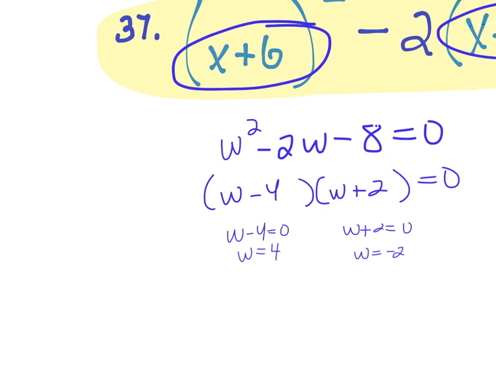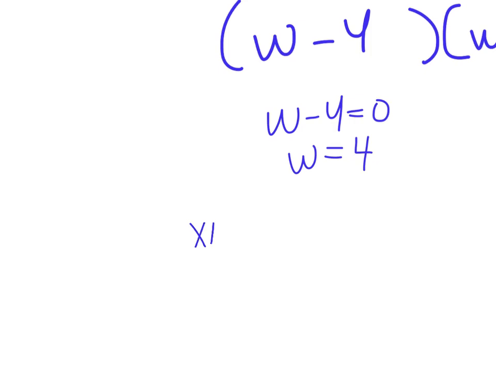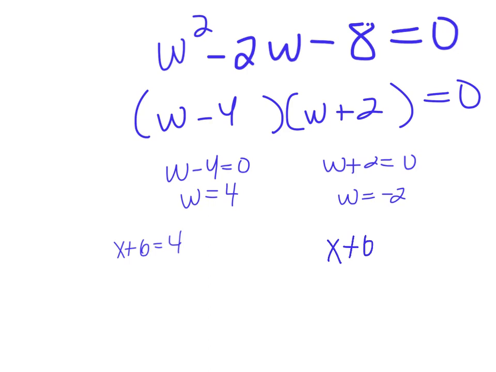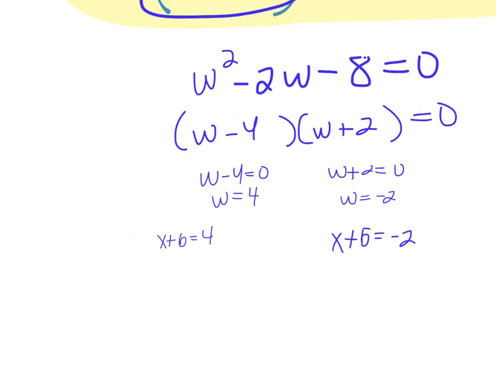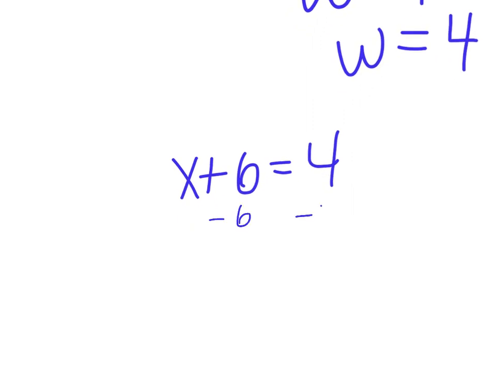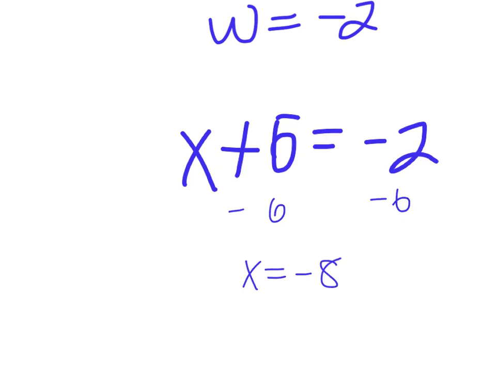Are we trying to solve for W? No, we're trying to solve for what? X. Well, at the beginning, what did we say W equals? X plus 6. So X plus 6 in this case equals 4, and over here, X plus 6 equals -2. Just makes our problem easier. Now if we solve this, subtract 6 from both sides, so X equals -2. Over here, I subtract 6 from both sides, and I get X equals -8.